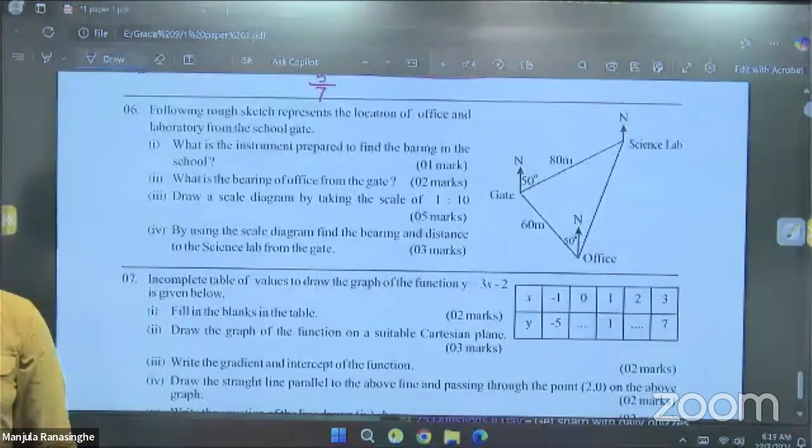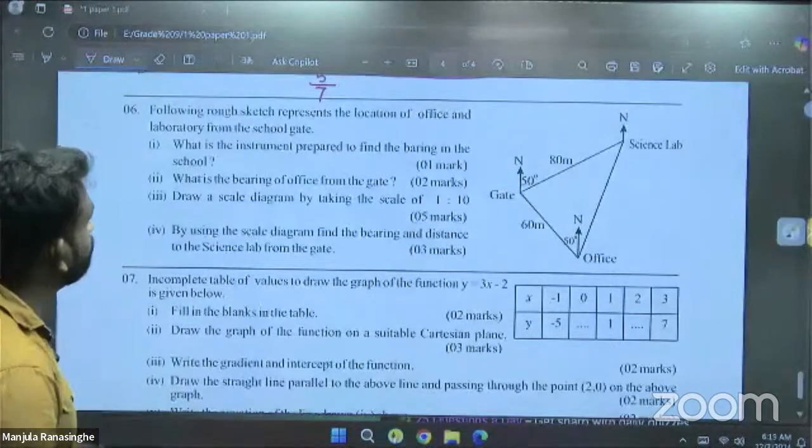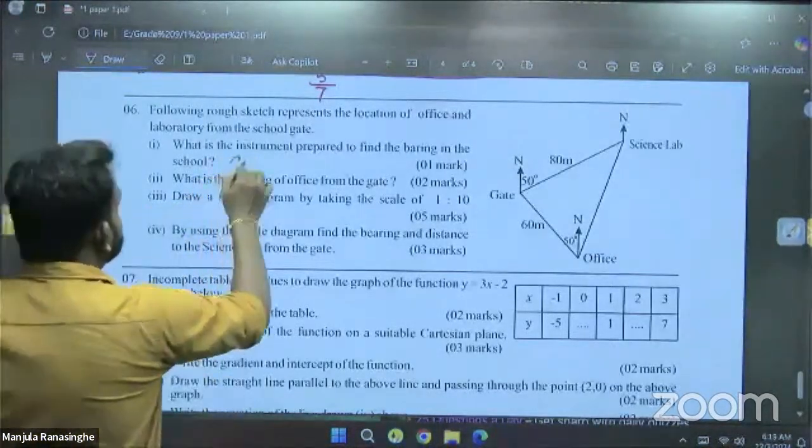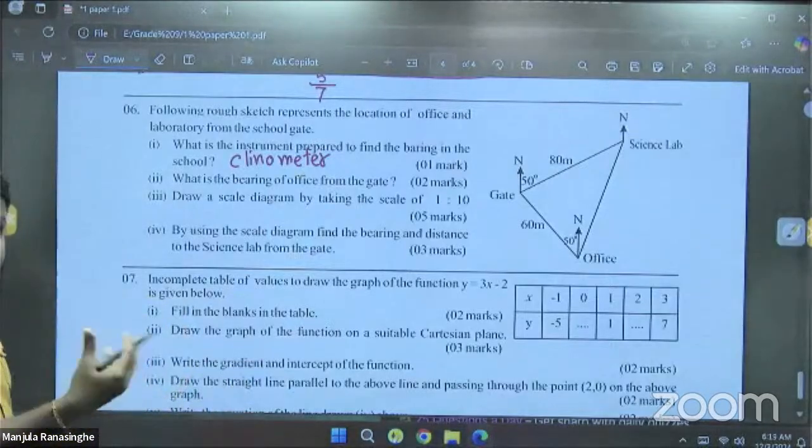In the lesson, we have an instrument to find the bearing, right? What is that called? In the bearing part that we discussed, what is that instrument called? Clinometer. Not protractor. Clinometer. Okay, the clinometer is used for bearing measurements. We use the protractor there as a tool, right?